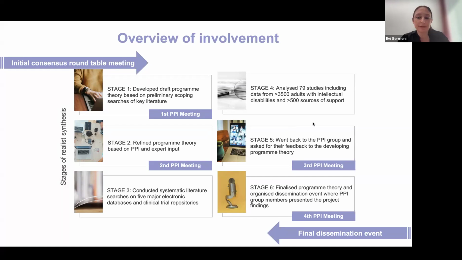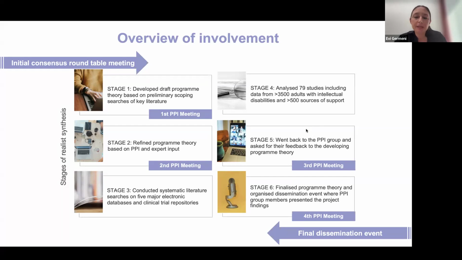And this would essentially entail briefing them before the meetings, 1 week before the meetings, and being available to answer any questions after. So during the 2-year project, we held in total 4 PPI meetings at key stages of the reviews. All meetings took place online due to COVID-19 restrictions and lasted approximately 1 hour each. Meetings were facilitated by myself. I led the realist review component of the project, and a researcher with substantial experience in intellectual disabilities research.